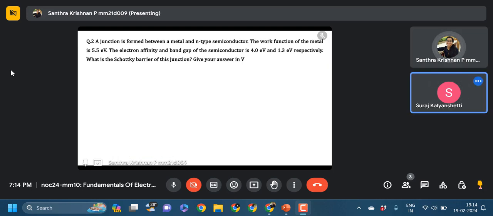Okay, so this is the next one. You have the junction image with you, right? The same way you have just drawn right now, you can draw it. Yeah, I'll do that. A junction is formed between a metal and an n-type semiconductor. The work function of the metal is this much. The electron affinity and the band gap for the semiconductor are given. What is the Schottky barrier of this junction? Give your answer in volts, right?